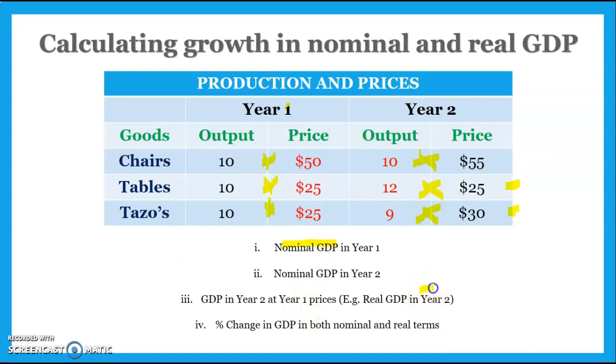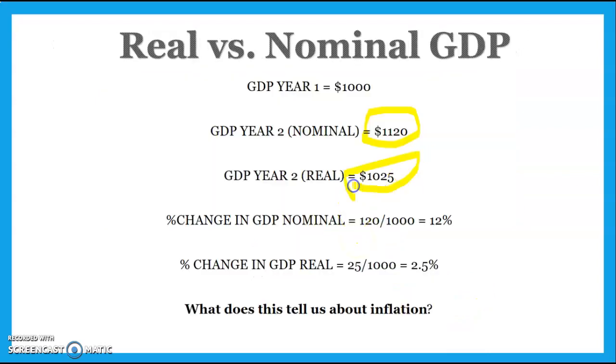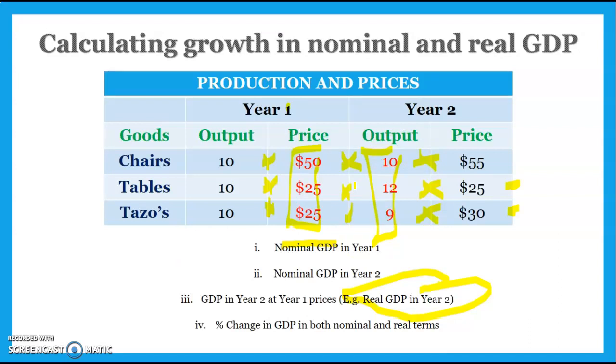To calculate real GDP in year 2, you use the output in year 2, but you use the prices in year 1. So to calculate real GDP in year 2, it's 50 times 10 plus 25 times 12 plus 25 times 9, which gives you a figure of 1,025. What we've just done there is, by using the prices in the first year, we get an indication of whether the value of production has increased because of the output increasing as opposed to the prices. So if we use the same prices as the previous year, that allows us to calculate whether output has actually increased. When we use the price in the second year, GDP may have increased because we produce more, but it may have increased because of higher prices.